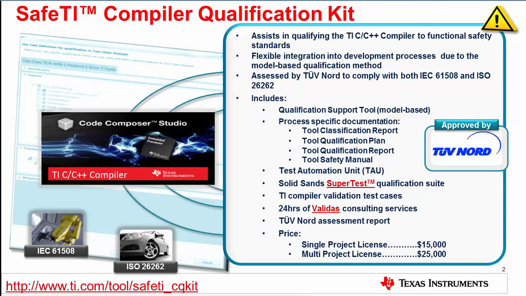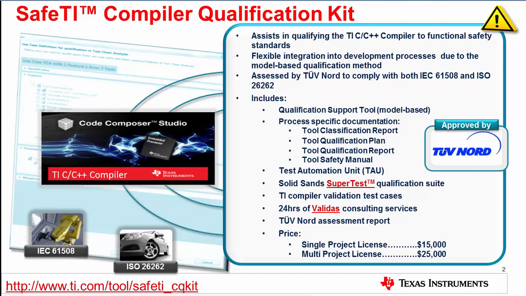The QST is a tool developed by Validas that includes a model of the TI compiler. The QST helps you to classify your use of the compiler and determine what tests and mitigation measures are required. The QST also generates the required safety documents, such as the tool classification report, tool qualification plan, and the tool safety manual. The kit includes the Solid Sands SuperTest Qualification Suite, which provides a high level of test coverage of the compiler and ensures ANSI conformance.